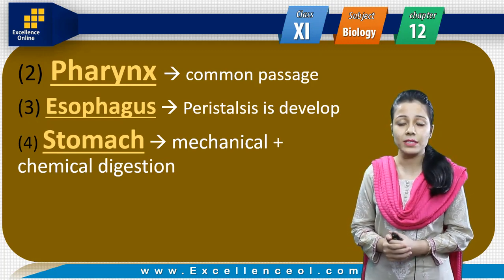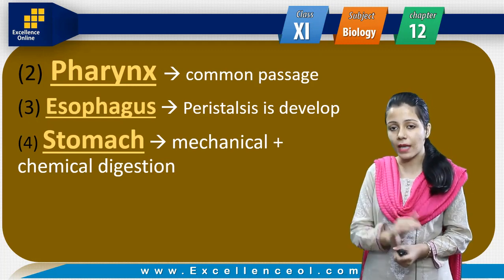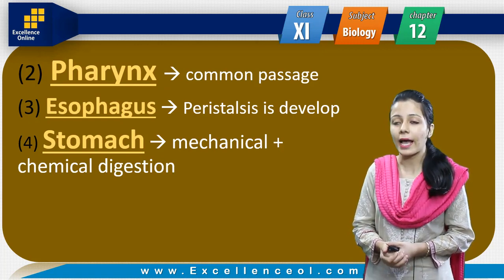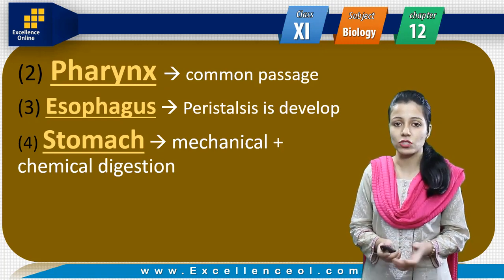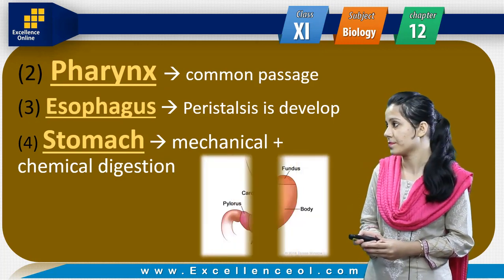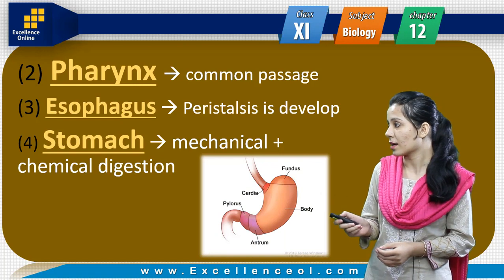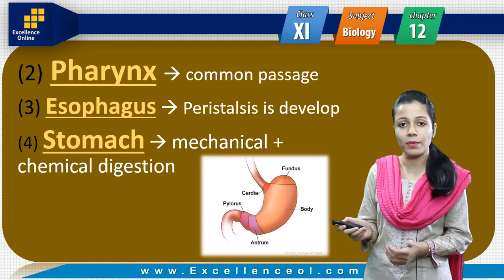Stomach is very important because it helps in mechanical as well as chemical digestion. Mechanical digestion is done through peristaltic movement and chemical digestion is done by gastric juices and enzymes. So this is the stomach. It has different parts like cardia, fundus, body, antrum, and pylorus.